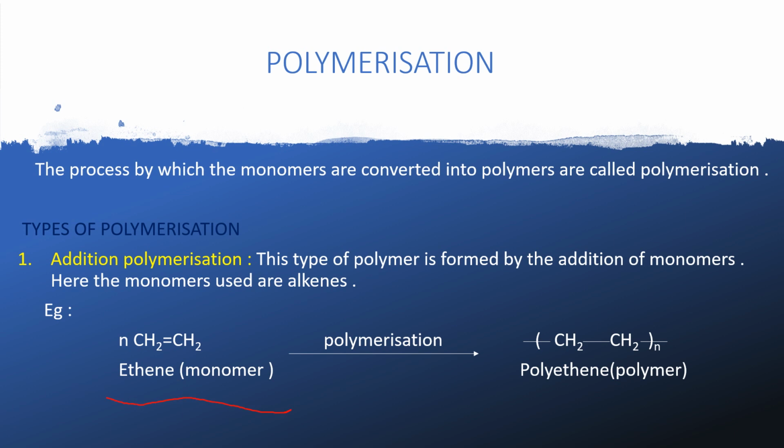I have already said that n is the number of chains. n may be 2, 3, 4 like that, right? So n number of ethene monomers undergo polymerization to give polythene. They are formed by the addition of monomers. So from ethene they undergo addition polymerization and you will get polythene, which is a polymer.